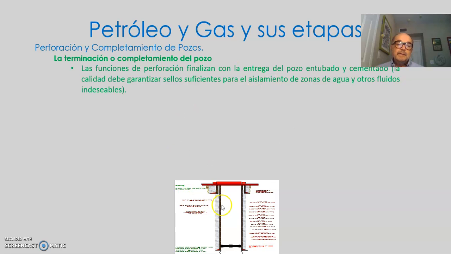After the well is drilled, they install the casing and they cement the casing, which has to be a good quality bond, because we don't want contact with the water. We don't need to produce water, we need to produce the oil. That's why things have to be very isolated.